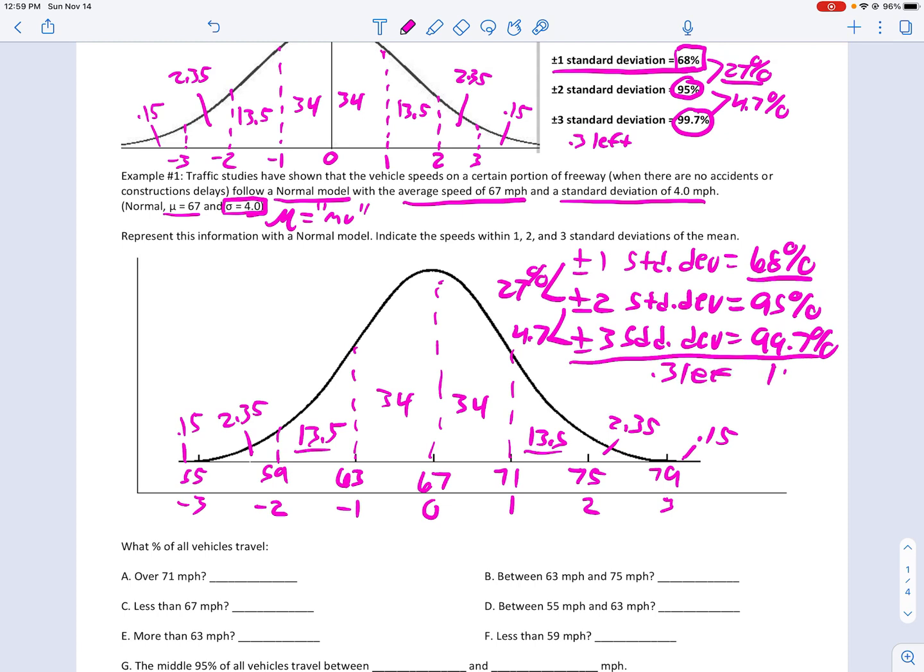Okay, it's supposed to total 100%. So we have 0.3 that's left. So we split that into 2 even parts. That's why it's 0.15 on the right, 0.15 on the left.